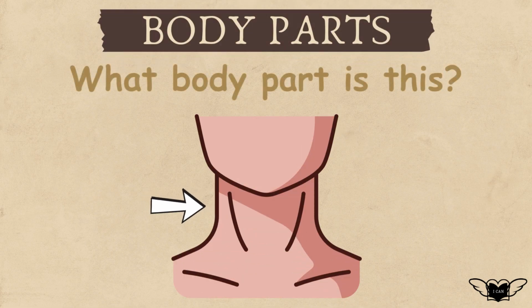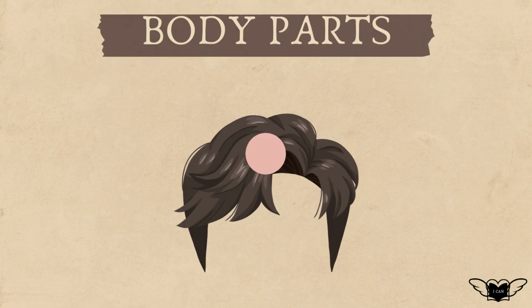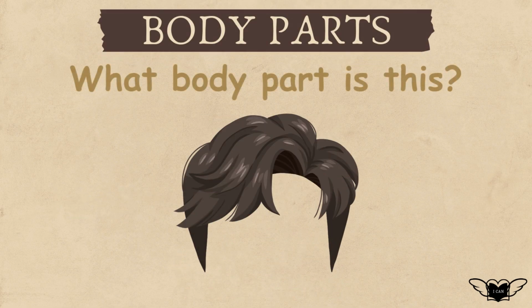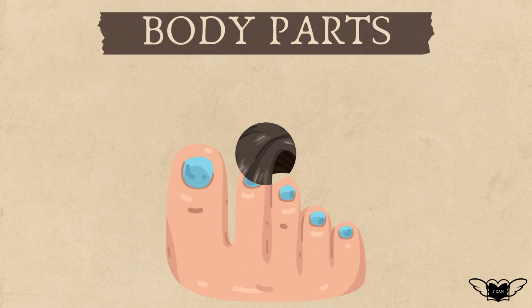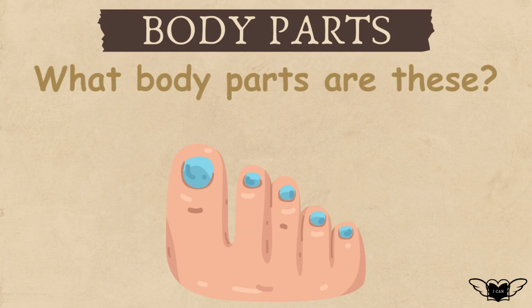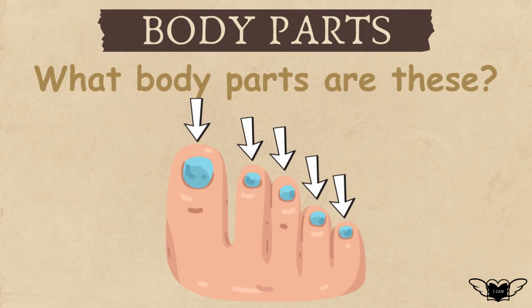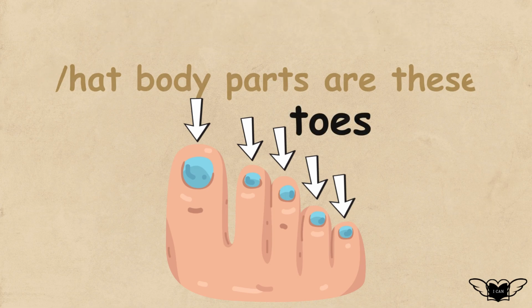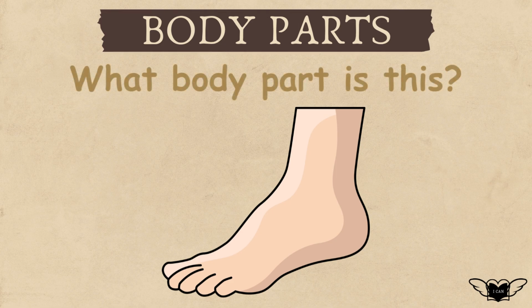What body part is this? Neck. What body part is this? Hair. What body parts are these? Toes. What body part is this? Foot.